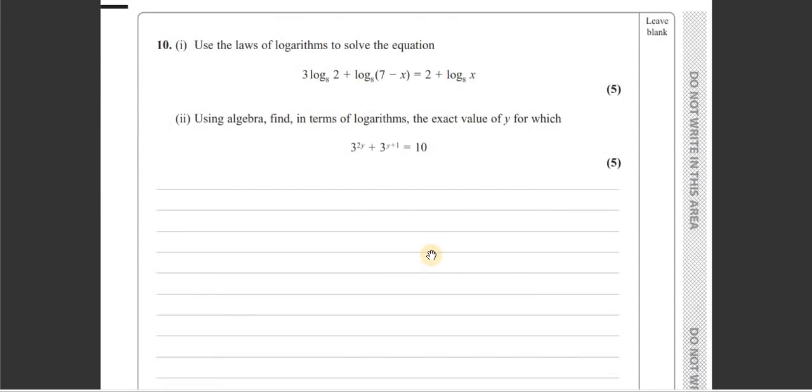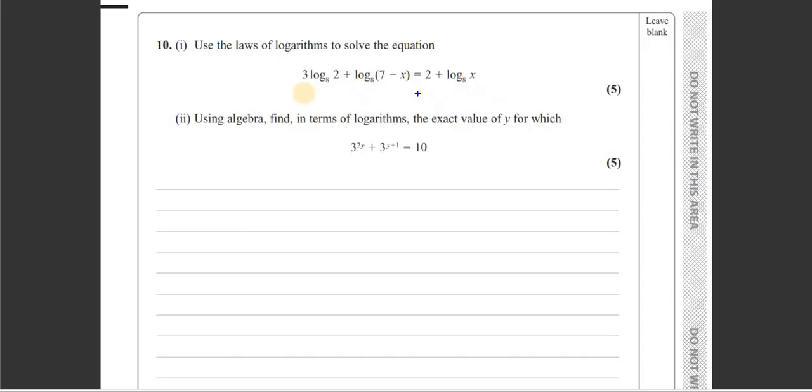Okay, question number 10. Use algebra. Use the laws of logarithm to solve the equation: 3 log base 10 of 2 plus log base 10 of (7 minus x) equals 2 plus log base 10 of x. So you need to solve this equation. That means you need to find x.